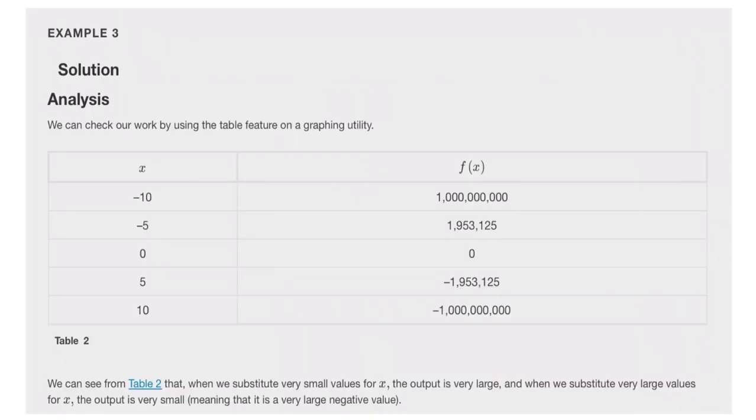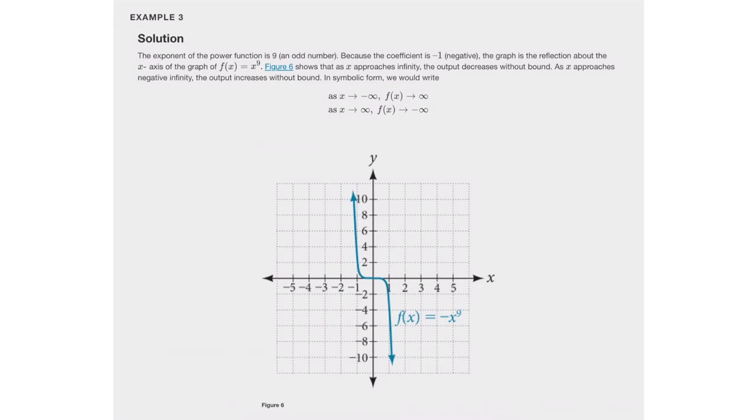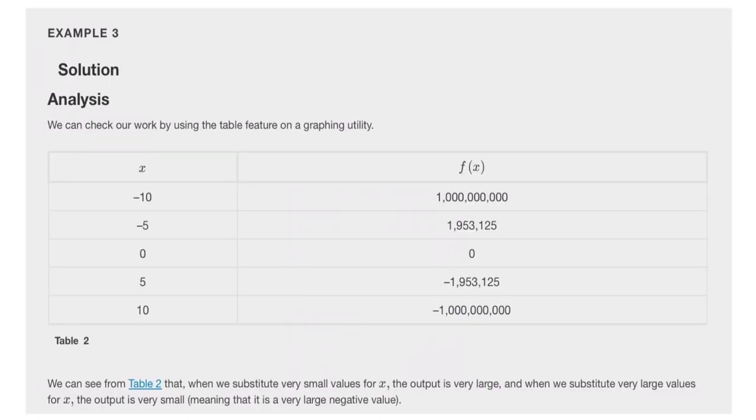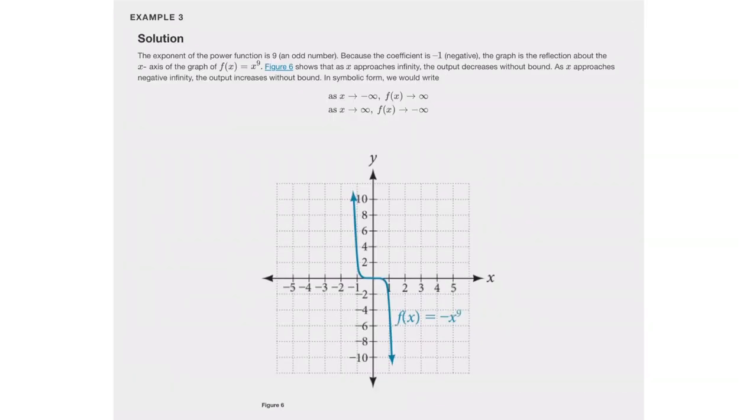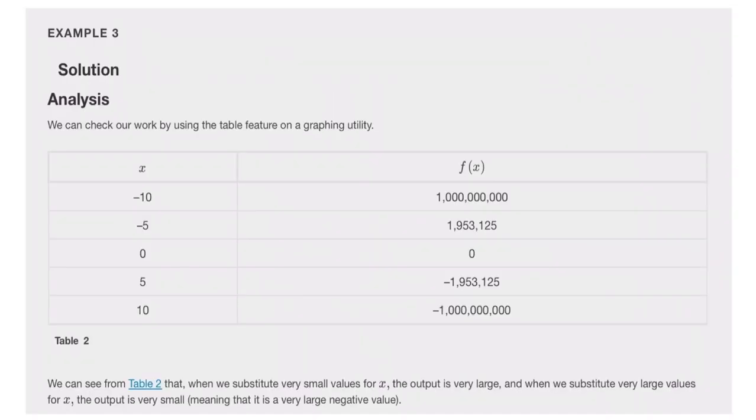Example 3. Oh, okay, so they're just confirming it with the table. If they choose several values of x, find the corresponding y. Notice as x goes to positive infinity, y gets closer and closer to negative infinity. As x goes to negative infinity, y goes to positive infinity. Okay, that's fine.